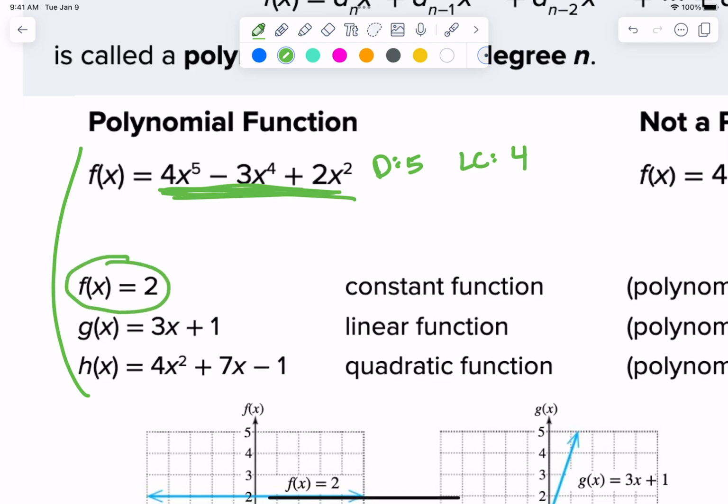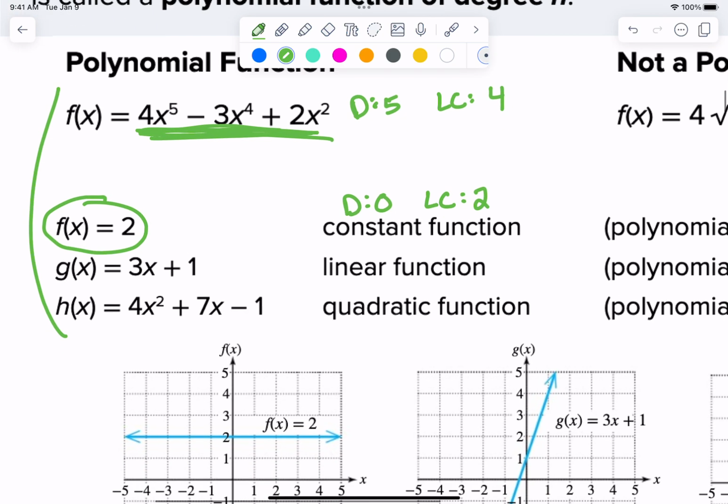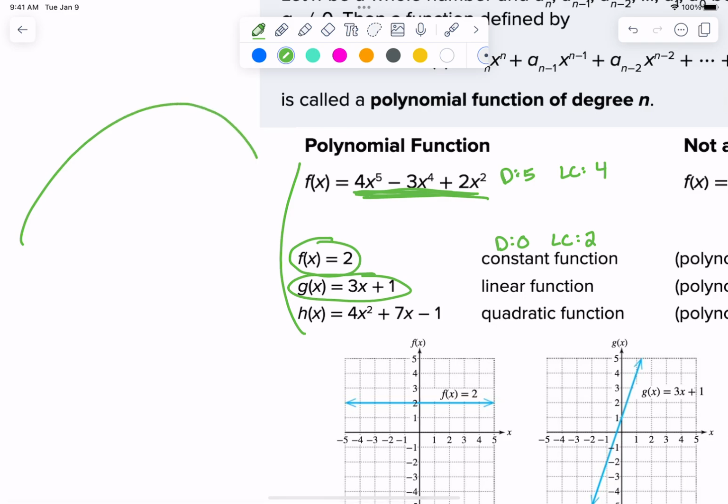What about this guy? He is technically a polynomial. Like y equals 2 is a polynomial. What's his degree? 0. What's his leading coefficient? 2. 2 is his leading coefficient. This linear function right here is a polynomial. He's in the umbrella of polynomials. Here's my umbrella.